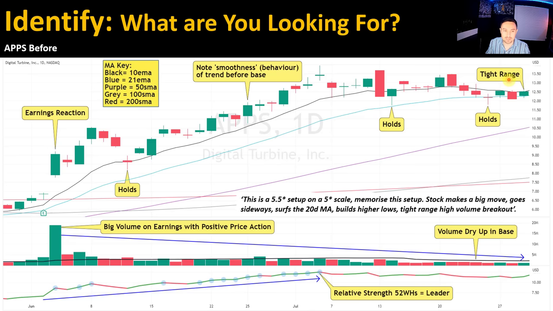Exceptional setup. APPS, this is a 5.5-star. So we've gone 7-star, 6-star, 5.5-star. This is a 5.5-star setup on a 5-star scale. Memorize this one. Stock makes a big move. See how it holds the 10, holds the 10 and the 21 in here and in here as well. Go sideways, surfs the 20-day, which in essence is this blue line here. See how it holds here. It builds higher lows, then a tight range in here. See how tight the stock gets, and then a high volume breakout.